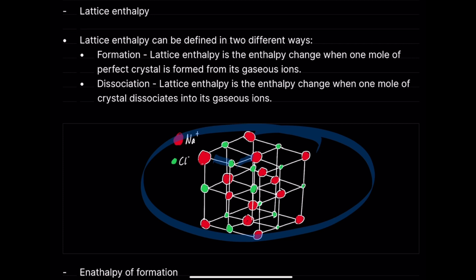It's breaking down all the bonds here into its gaseous ions. That's full lattice dissociation. Otherwise, if you're just breaking one bond, that would just be bond dissociation, where you're just breaking a single bond. But lattice dissociation is breaking all the bonds within this crystal here.